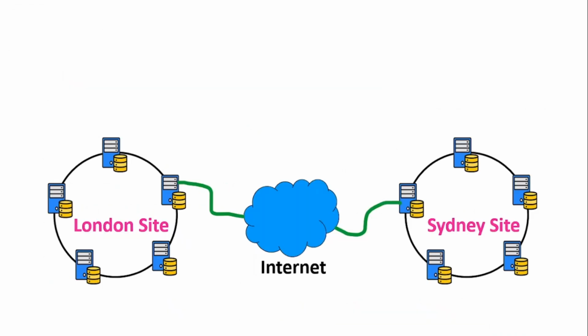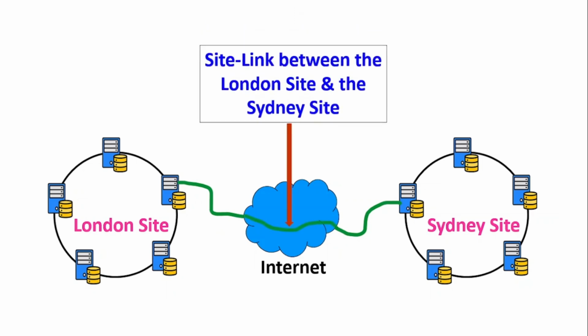So this is how a site link looks in the pictorial representation. We have two sites, the London site and the Sydney site, and we have the internet between these two sites. This is the site link, a single site link between the London and Sydney sites. So there is a single site link between two sites.